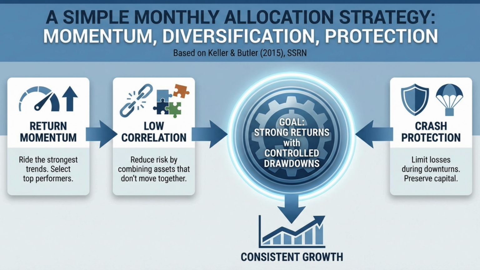This strategy comes directly from Keller and Butler's 2015 paper on Elastic Asset Allocation, or EAA. You'll learn the exact monthly trading rule, why it's called generalized momentum, and the key performance metrics the authors report, especially for their two golden versions designed to be simple and robust.